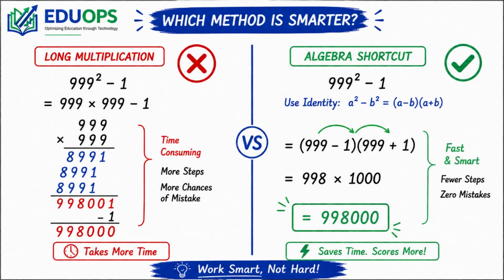Imagine solving this using long multiplication. It takes more time and increases the chances of mistakes. Using the algebra identity, you reach the answer in just a few simple steps.